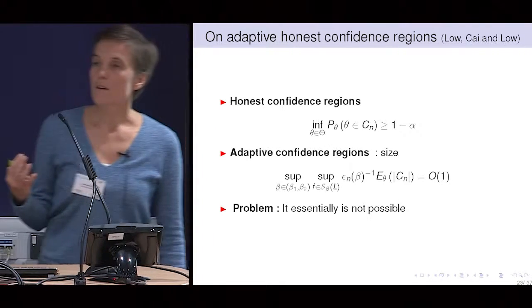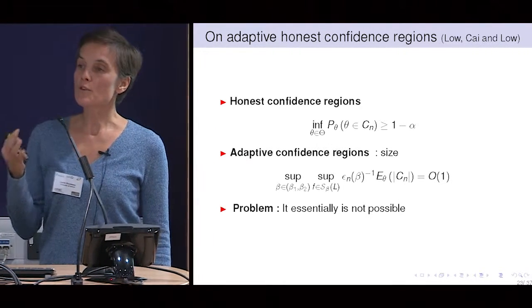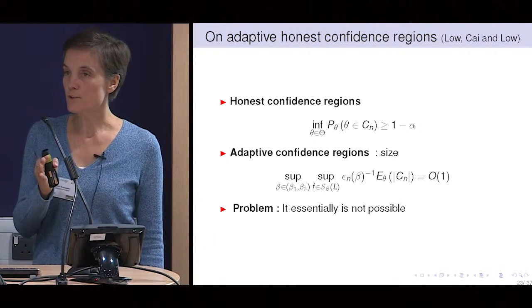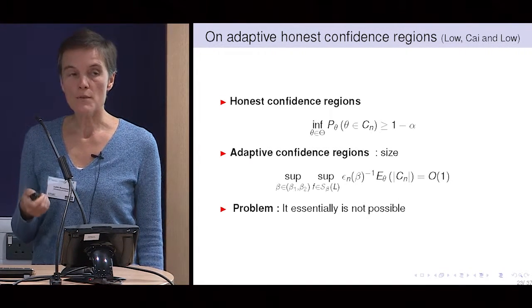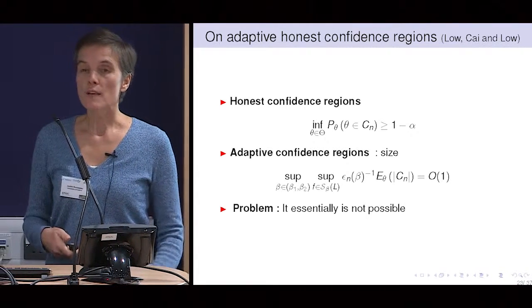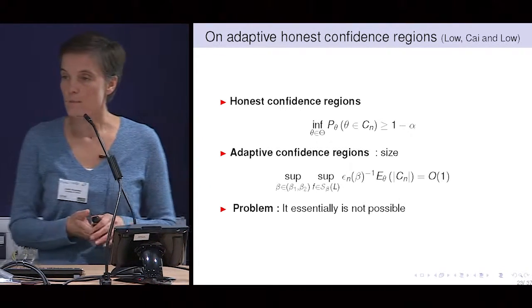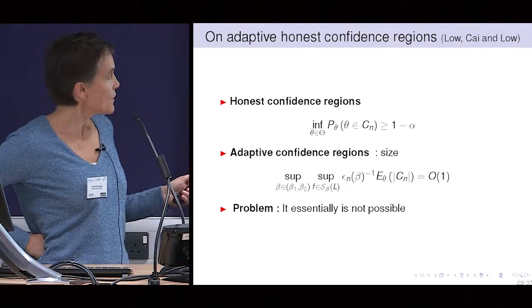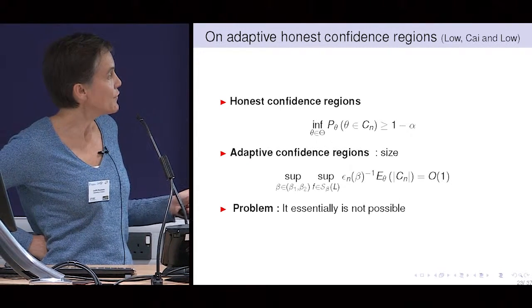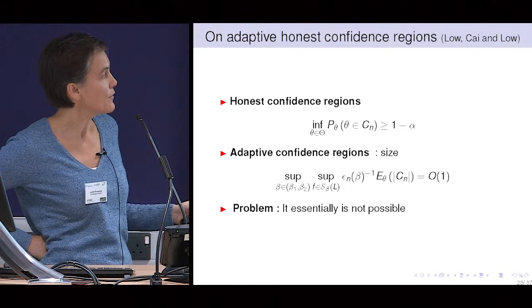So in order to give you an idea of what's going on, I'm going to recall what happens in the frequentist world. In the frequentist world, if you are in these infinite dimensional models, you cannot win on every side. What does that mean? You have two sides of the story. One is honesty, what they call an honest confidence region, which has coverage uniformly 1 minus alpha.